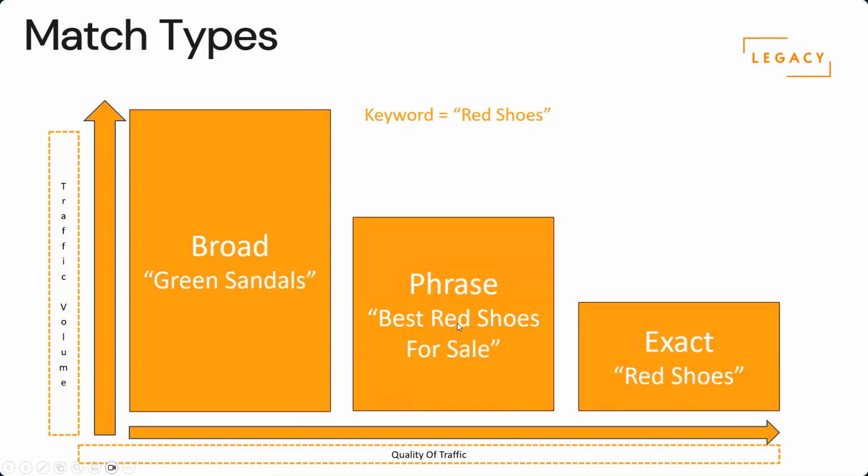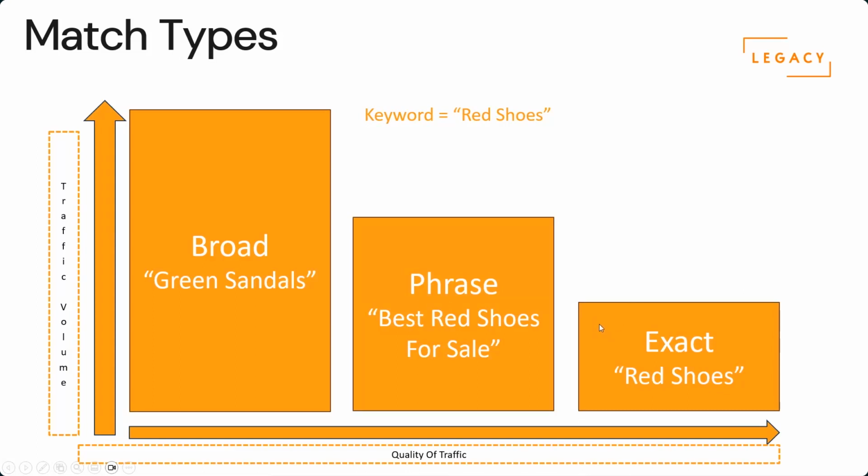So, best red shoes for sale, for instance. And then broad is another keyword beyond that the system thinks is relevant to your products and services. The big thing here is the traffic volume. There's a lot more volume around broad keywords, but in general, the quality of traffic is better around your exact match keywords.